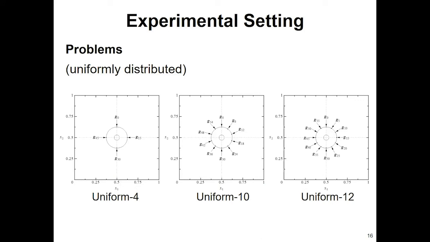Here are the problem settings used in the experiment. There are two types of problems, uniformly distributed and biasedly distributed. First, this is a uniform distribution. The goals are distributed in a circle so that the distance between adjacent goals is constant. In this experiment, we used uniform 4, that is 4 goals, uniform 10, that is 10 goals, and uniform 12, that is 12 goals.